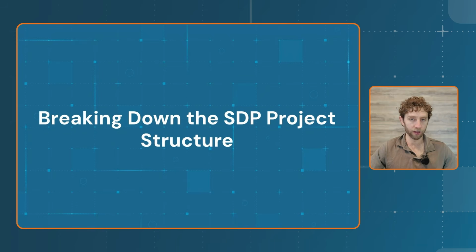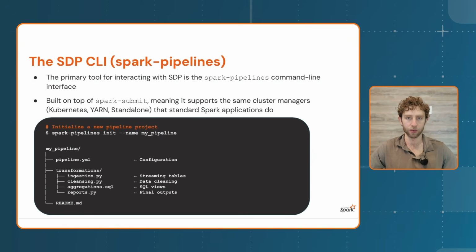So that was an overview of the main SDP concepts, as well as what the code looks like for defining them. To use these to develop and execute a data pipeline, you need to do a couple things. You need to put your code in a place that SDP can find it, and then you need to tell SDP to execute it. So let's break down how to do that. The main way to do both of these with SDP is via a command line interface named Spark Pipelines. The Spark Pipelines command offers subcommands for initializing a pipeline project as well as executing your pipeline.